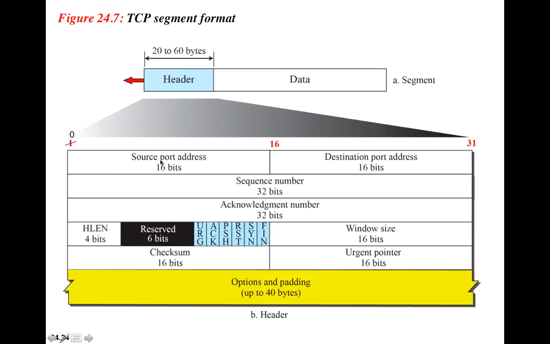We have in here source port address 16 bits, destination port address 16 bits, sequence number. Every packet will have a unique sequence number in that connection. And we have acknowledgement number 32 bits. So the sequence number and the acknowledgement number are both 32 bits in size. We have the header length, 4 bits. The way we calculate the header length in TCP is similar to how we do it in IP.